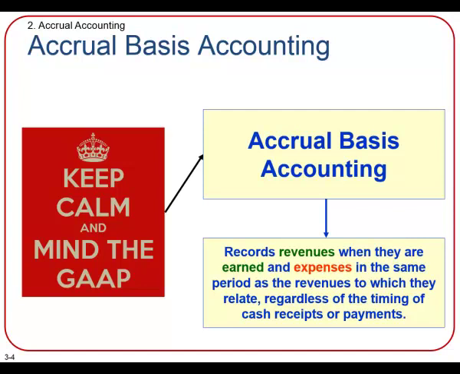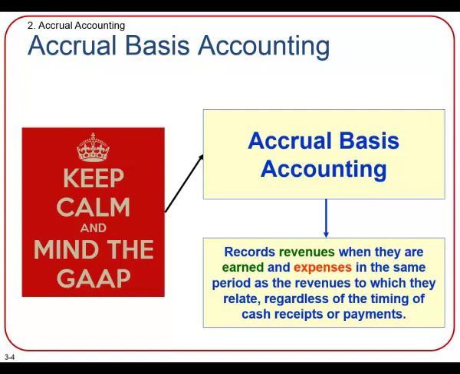According to GAAP, remember the generally accepted accounting principles, those rules that we live by, the accrual basis is the only acceptable method for external reporting of income. The rule of accrual is that the financial effects of business activities are measured and reported when the activities actually occur, not when the cash related to them is received or paid. That is, revenues are recognized when they are earned and expenses when they are incurred.